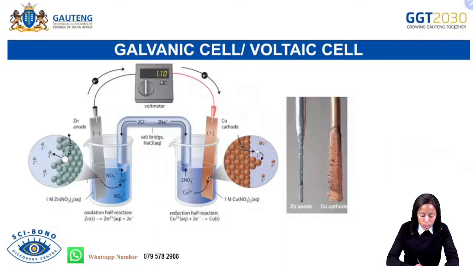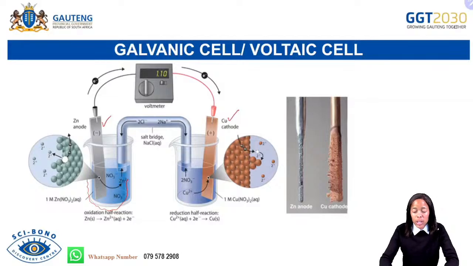So now, just to recap, the galvanic cell is made up of the two half cells. Those two half cells have what we call electrodes. On the left hand side we have the zinc electrode, and on the right hand side we have the copper electrode. Remember, the anode is the electrode where oxidation will take place, and the cathode is the electrode where reduction will take place.